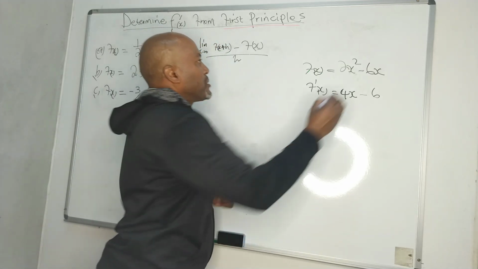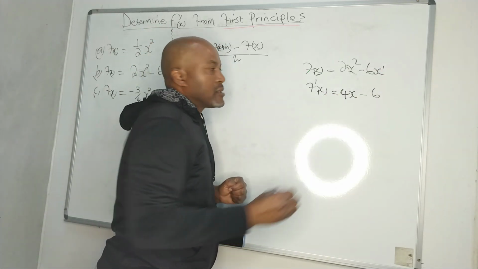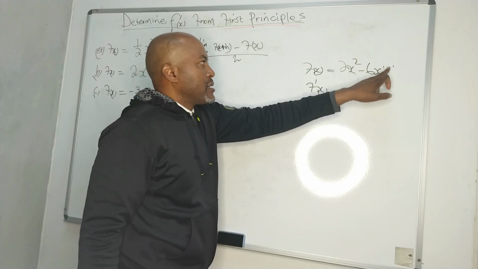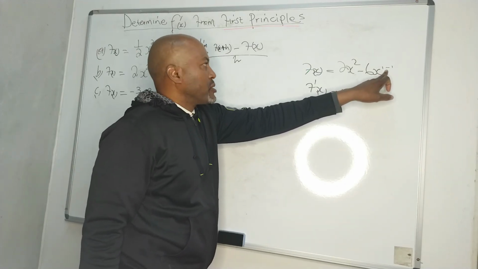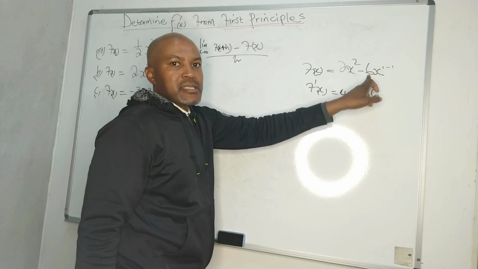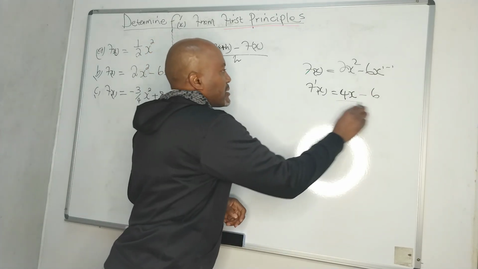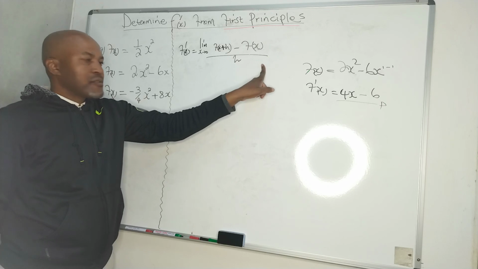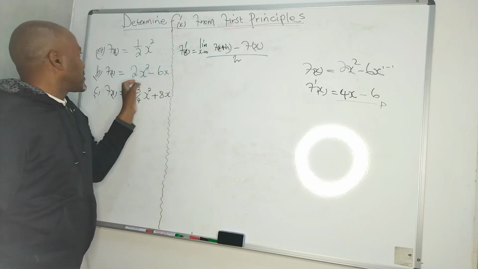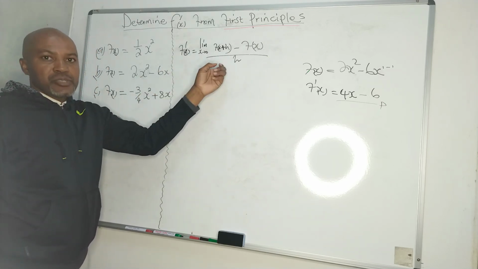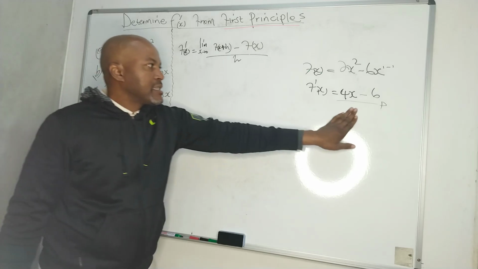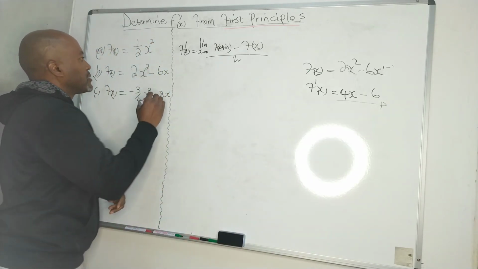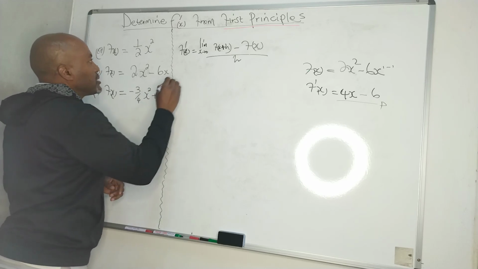Because, remember there is 1 here. You subtract 1, you get x to the exponent 0, which is 1. 1 multiplied by 6 is 6. This is the answer that you're supposed to get when you apply this formula. When you plug this function into this formula, you should get this answer. Okay? Right. Let's go straight into it.